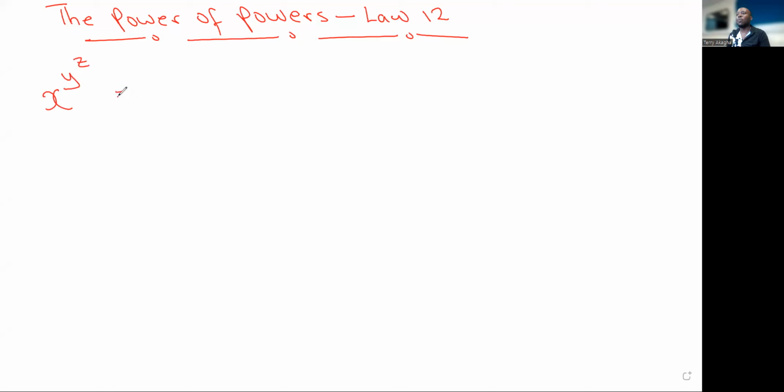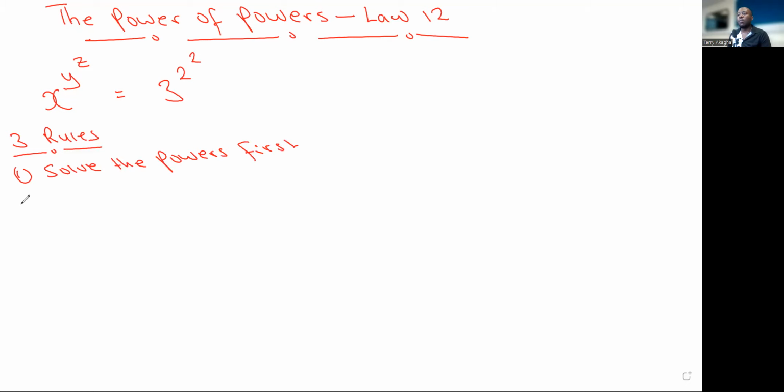For example, you have something like 3 raised to the power 2, and 2 is now raised to the power 2 or something. All right, so how do you solve this? There are 3 rules for this. The first thing you have to do is solve the power first. Then number 2, after solving the powers, you now apply the resultant to the base.